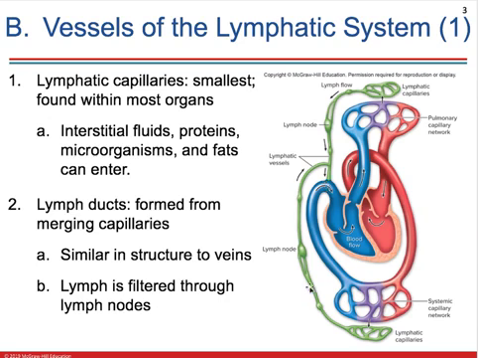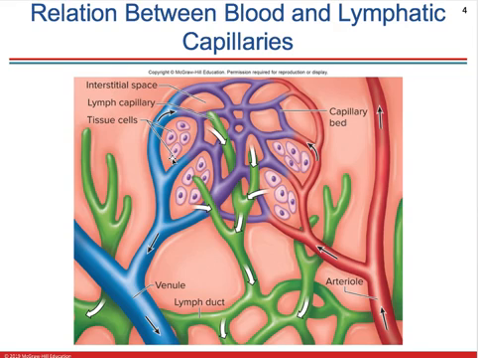As it passes through the lymphatic vessels, it encounters and is filtered by the lymph nodes. Again, this is a component of our immune system, and it's our attempt then to destroy foreign invaders, microorganisms that might be in our body.